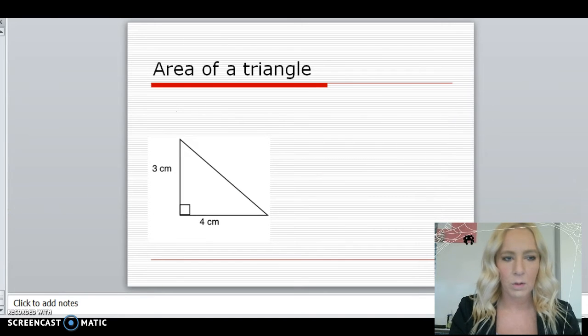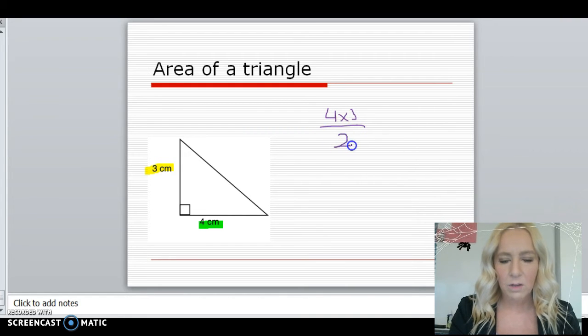Let's look at another example. The base of our triangle is 4. The height of our triangle is 3. So we're going to take our base times our height, 4 times 3, and divide it by 2. Again, because a triangle is 1/2 the area of a square or a rectangle. 4 times 3 is 12. 12 divided by 2 is 6 centimeters squared.